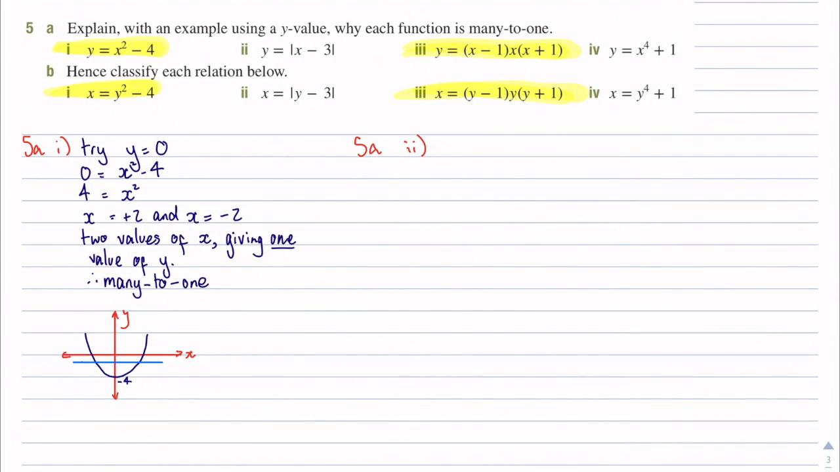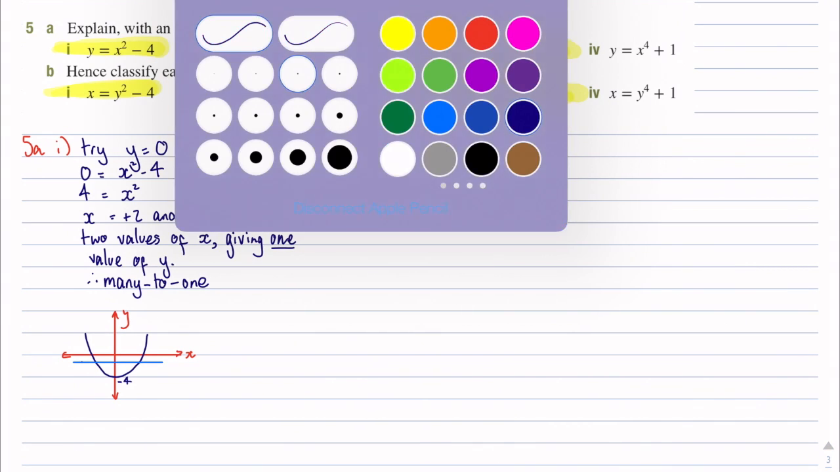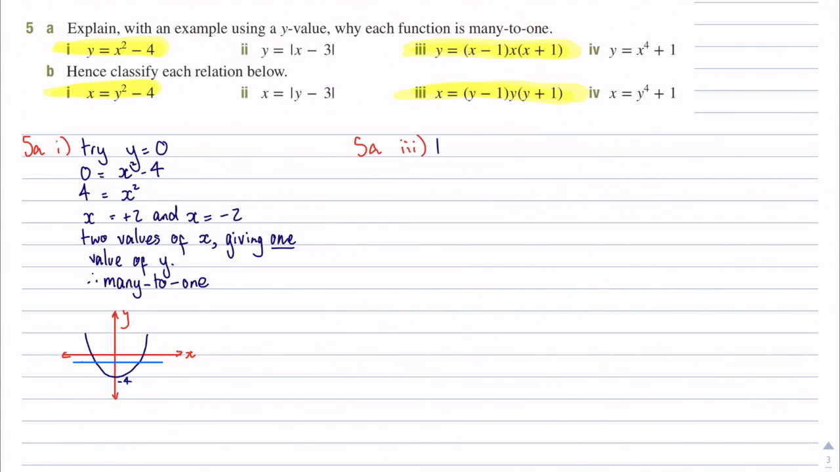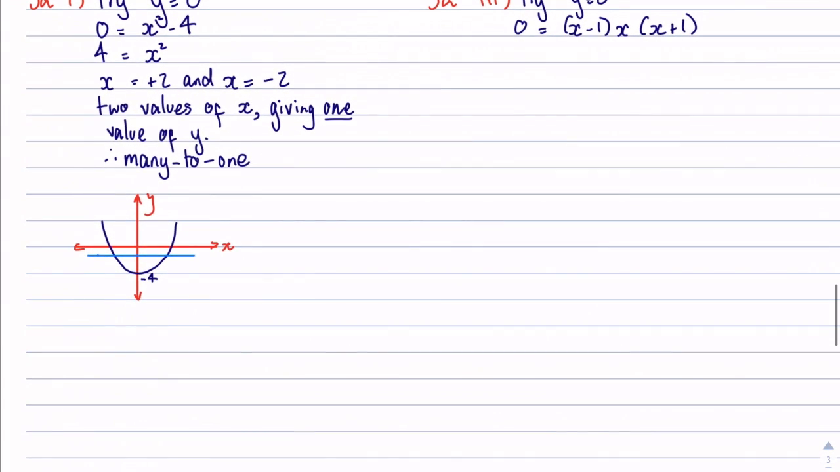Again, we're going to try for number 3. There we go. For number 3, again, we're trying y equals 0. So we've got 0 equals x take 1, x, x plus 1. Now, this is just like when we were graphing them and finding the intercepts. That's why I always try y equals 0 first, because finding the zeros is easy. So x take 1 equals 0, x plus 1 equals 0. So x equals positive 1, x equals 0, x equals minus 1.